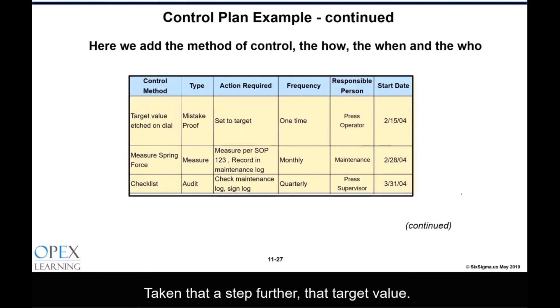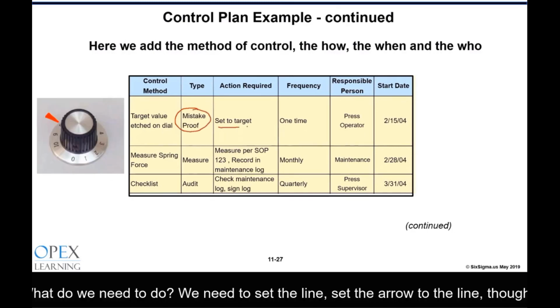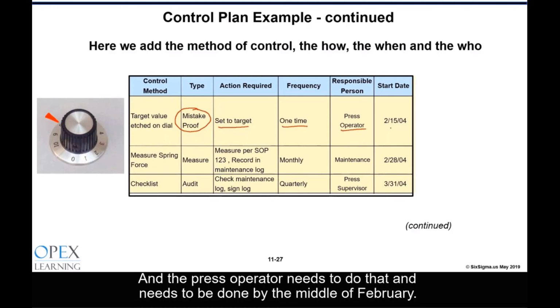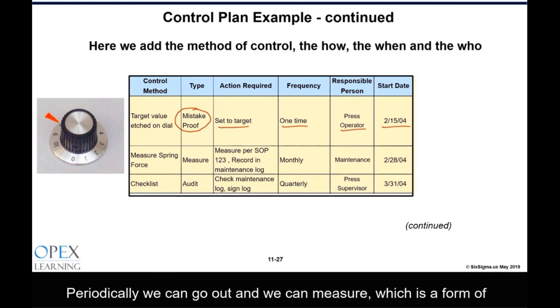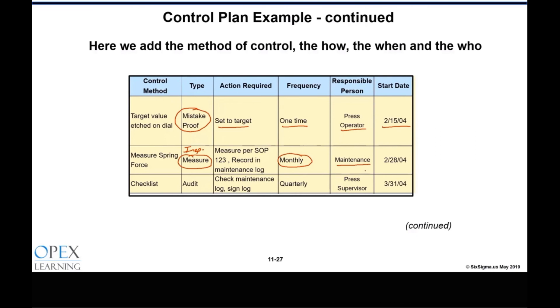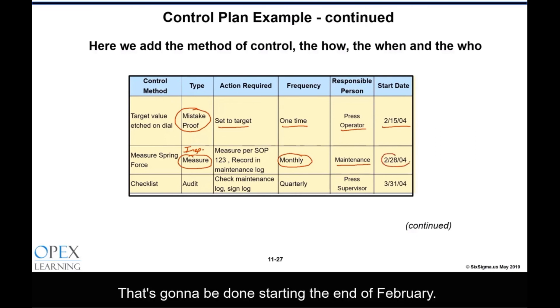Taking that a step further, that target value, that's a form of poka-yoke, mistake proofing. Line up the lines. What do we need to do? We need to set the arrow to the line. It only needs to be done once. Fix it and forget it. And the press operator needs to do that, and it needs to be done by the middle of February. Periodically, we can go out and we can measure, which is a form of inspection, and that's going to be done monthly. That's the job of the maintenance department, starting the end of February.